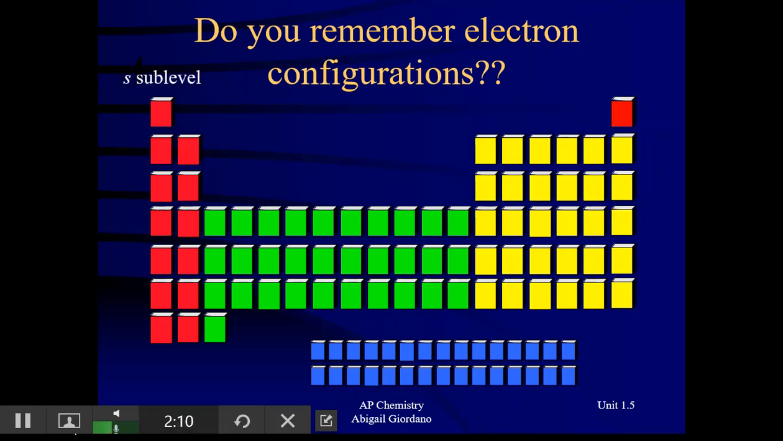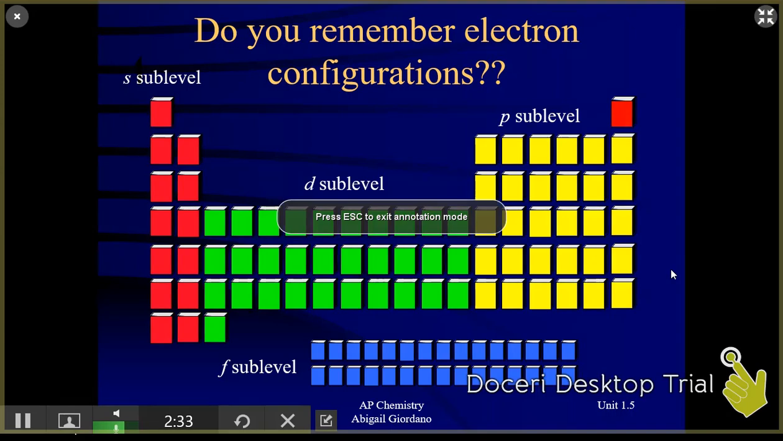If you guys will recall, anywhere that is colored red represented the s sublevel, yellow was the p sublevel, the green area, the transition metals, was your d sublevel, and the area at the bottom was your f sublevel. And if you still have that color-coded periodic table, great.